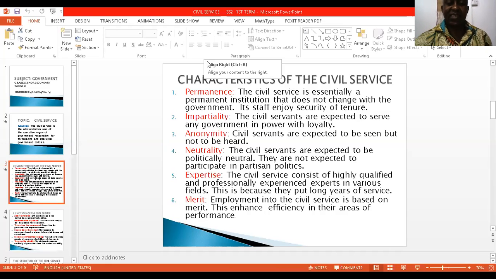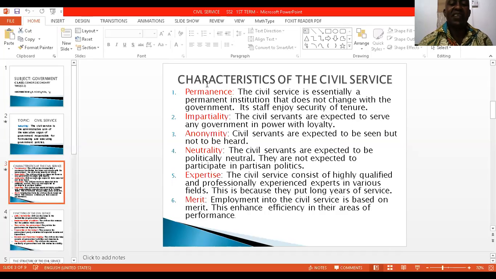We are discussing civil service, the characteristics of civil service. Permanent is one. The civil service enjoys security of tenure. We have impartiality. I said we are talking about loyalty, that they have to be loyal to the government of the day. They serve them not with eye service; they render their services in an effective way, in an efficient manner, to ensure that the government of the day is moving.